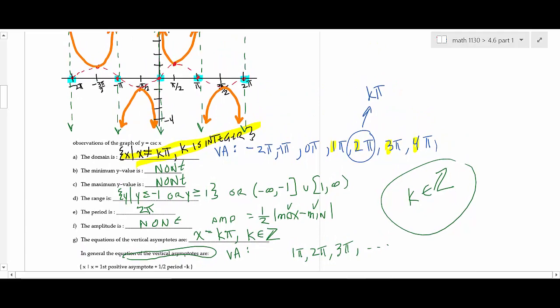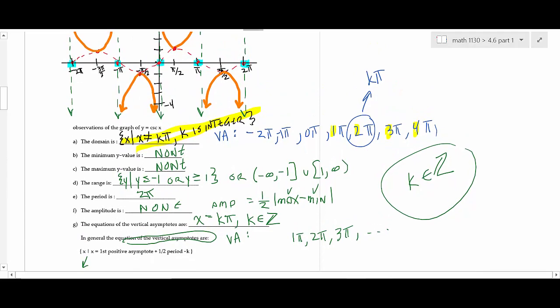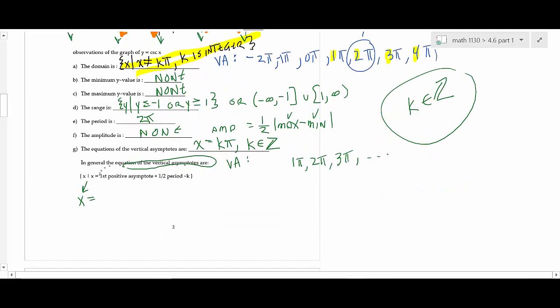It doesn't matter which asymptote you pick. So you could pick 0 if you wanted to. I just say x is equal to 0 plus 1/2 the period. The period on this is 2 pi times k, with k being an integer. So you can always use this formula, and if you work this out, that would cross out. That would give you x equals pi k, with k being an integer. That's what we got anyway. So you can do that if you need to.